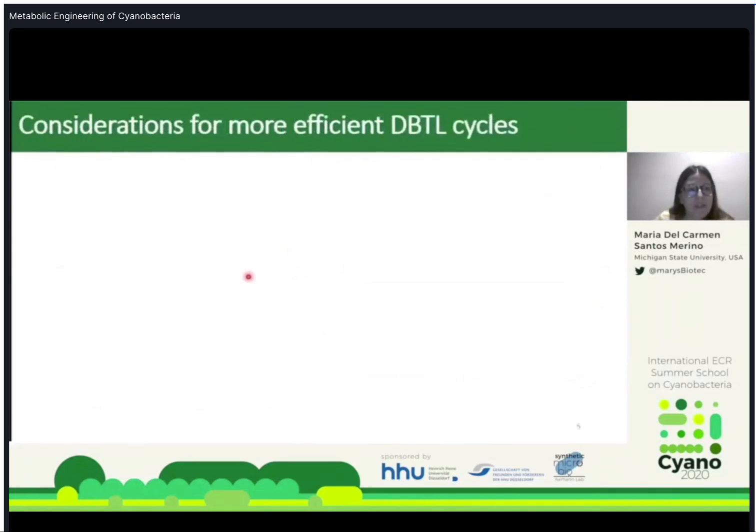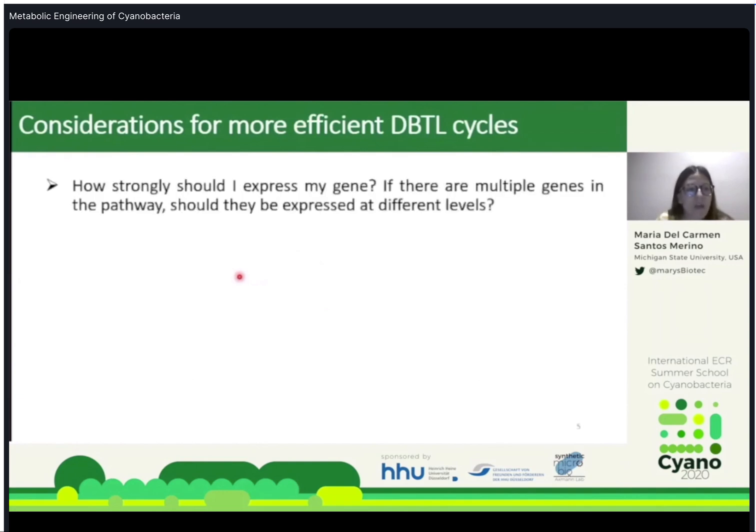What are the considerations for more efficient design, build, test, learn cycles? We can ask, before starting these cycles, different questions that are going to allow us to decrease the number of cycles that we need to do. First one is, how strongly should I express my gene? If there are multiple genes in the pathway, should they be expressed at different levels?